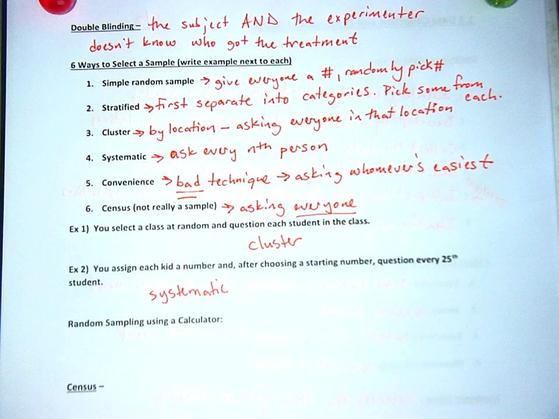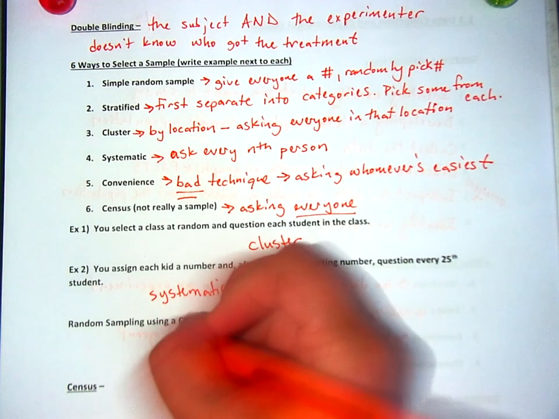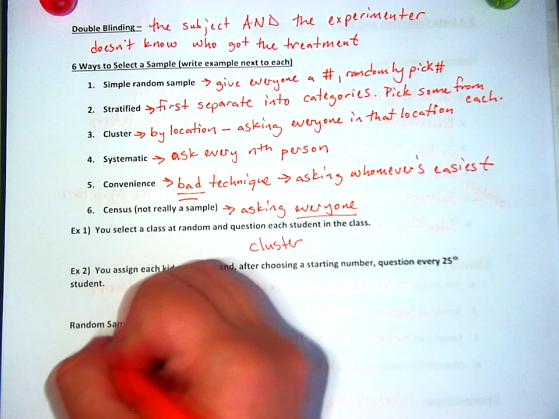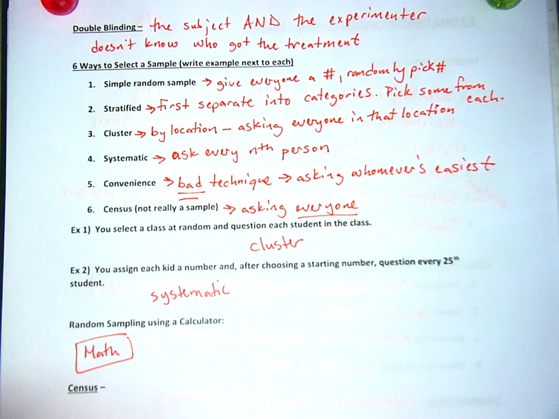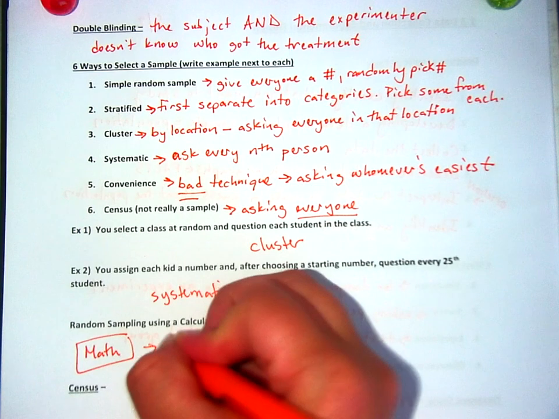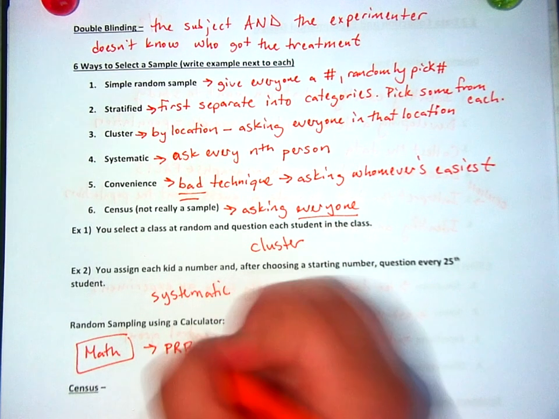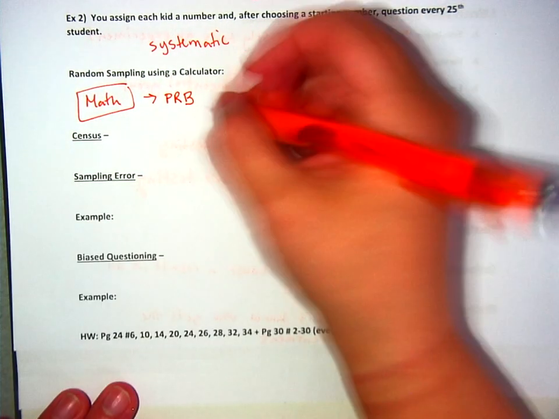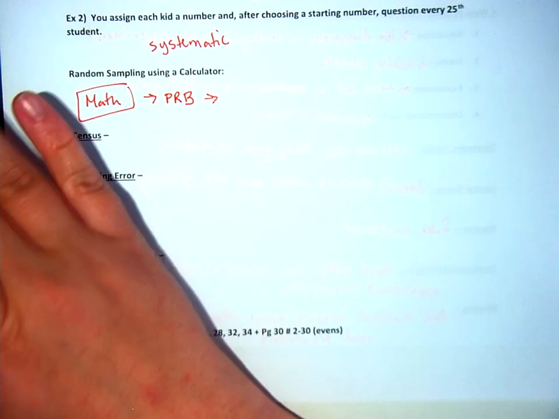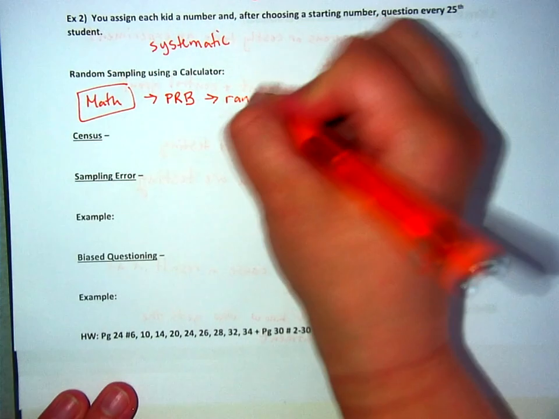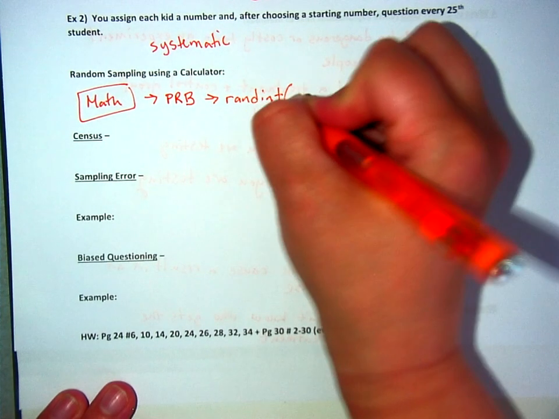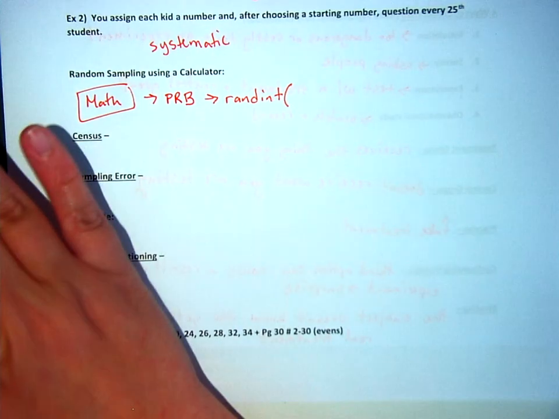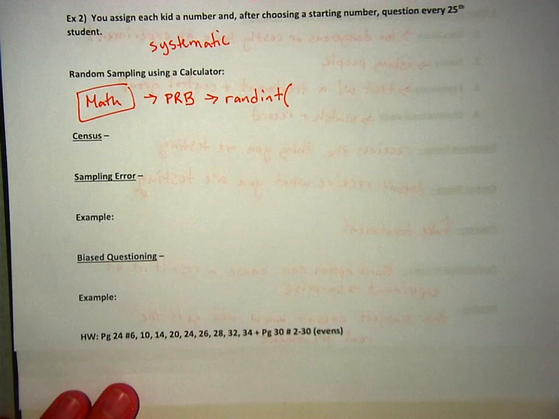All right, so everybody write down instructions. You're going to hit the math button first. You're going to go over to probability. You're going to pick, on mine it's the 5th option, random integer. Oh, isn't that how you pick your numbers? Yep. All right, that'll put this on your screen.